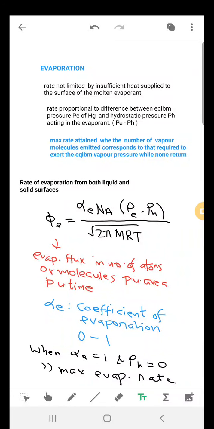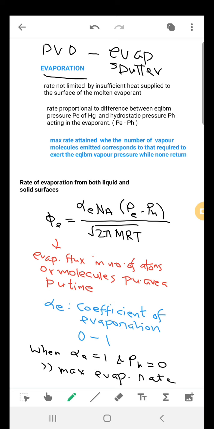Hello students, today we'll discuss two important aspects of physical vapor deposition. We'll take up evaporation and sputtering. These are the two important means by which physical vapor deposition is done in thin films. First, we'll start with evaporation.